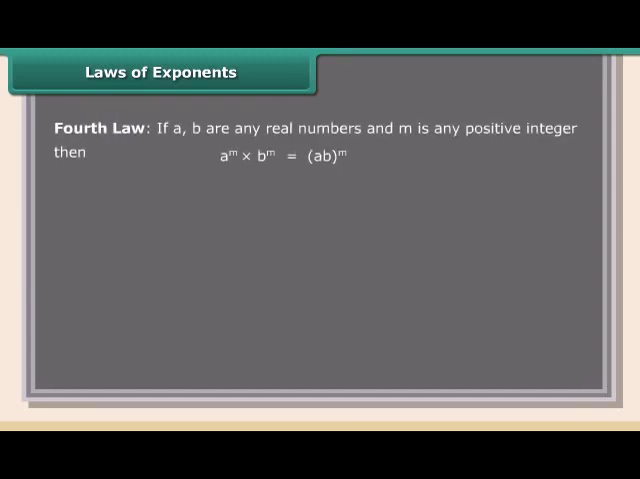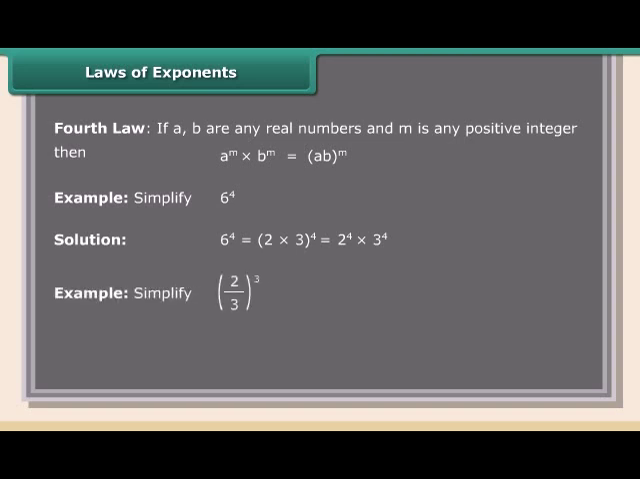Fourth law: if a, b are any real numbers and m is any positive integer, then a^m × b^m is equal to (ab)^m. Example: simplify 6^4. Solution: 6^4 is equal to (2×3)^4, which is equal to 2^4 × 3^4.